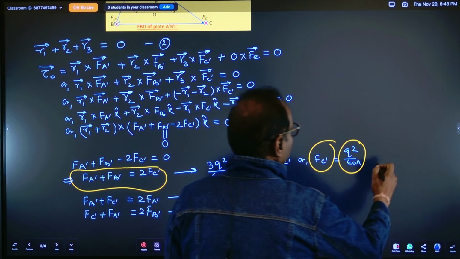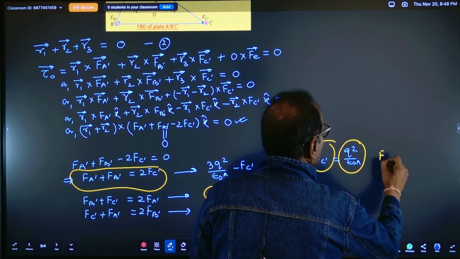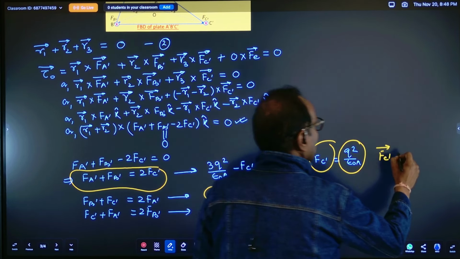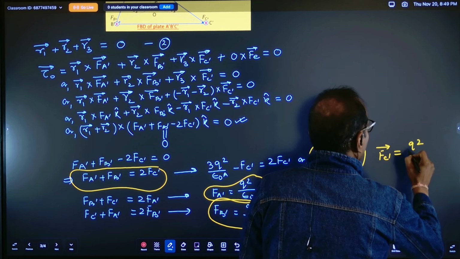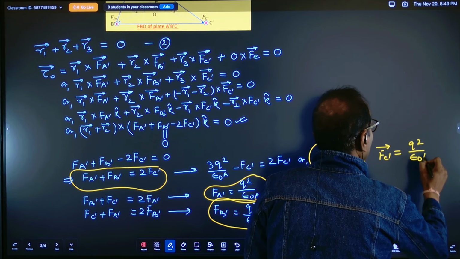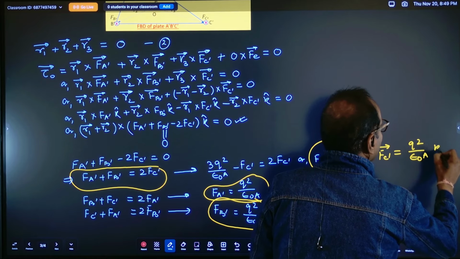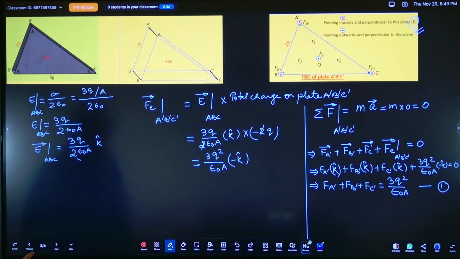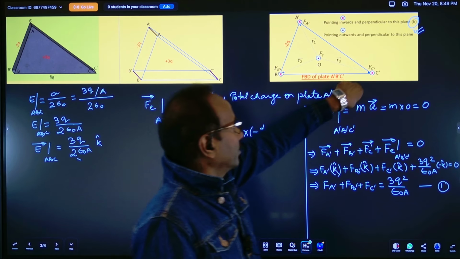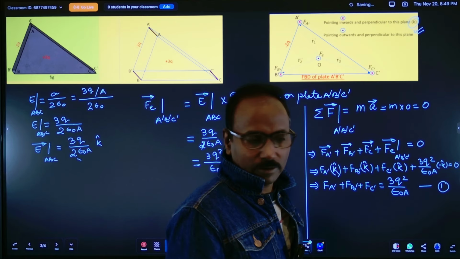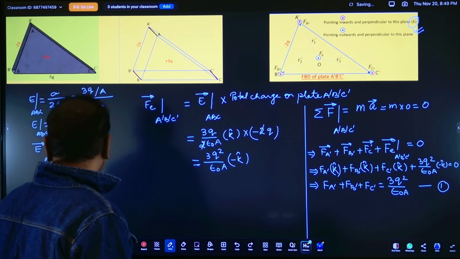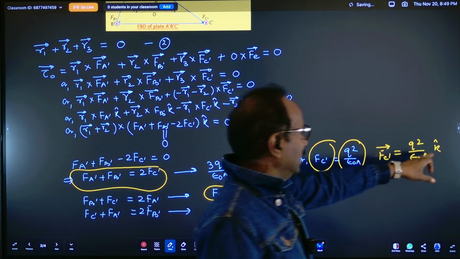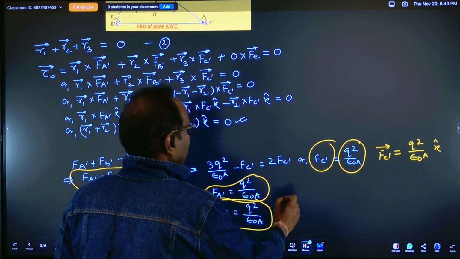When you write in the form of vector, it will be q square by epsilon naught A k, because it is pointing inward. So that is why in the vector form we can write this. Same way Fa prime.